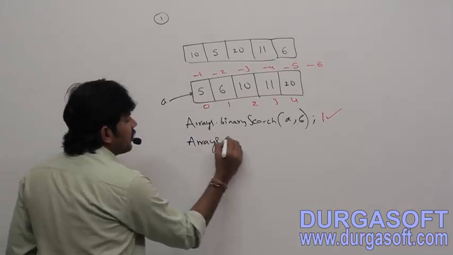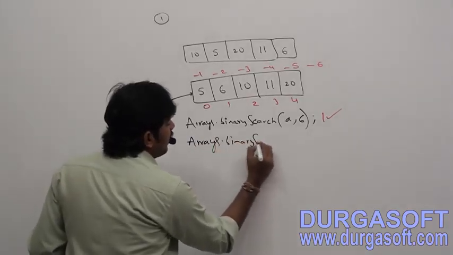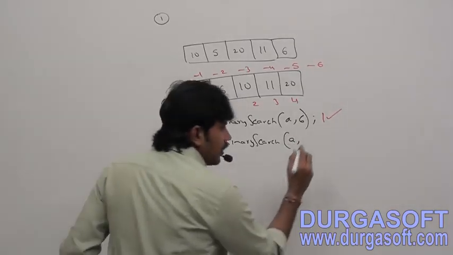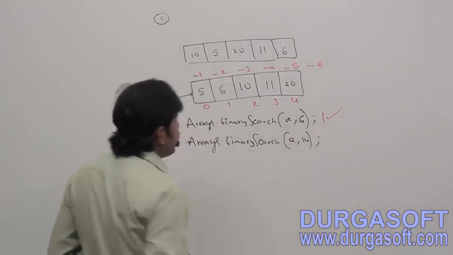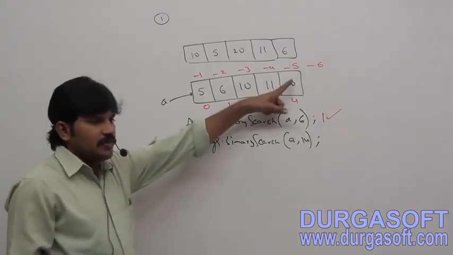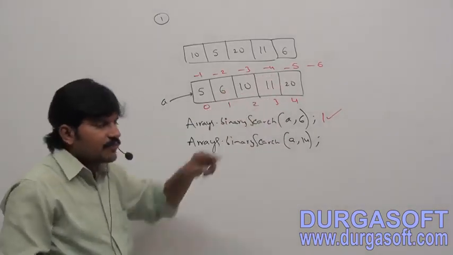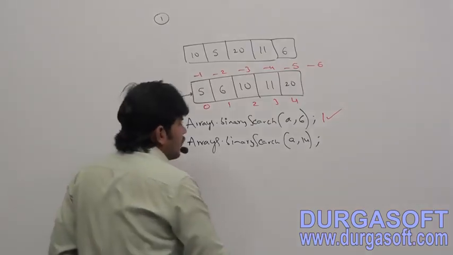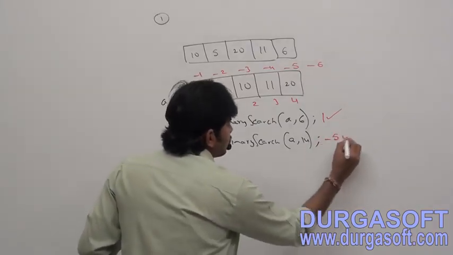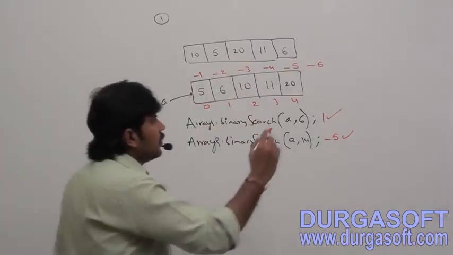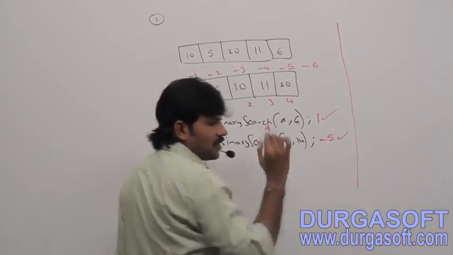Arrays.binarySearch of A, 14. Okay, sir, can you tell where you can take 14? Unsuccessful search. 14 will come after 11. That's why, what is the answer? -5. That's all. I hope in our program the same thing you are able to see. So the first part got completed, right?